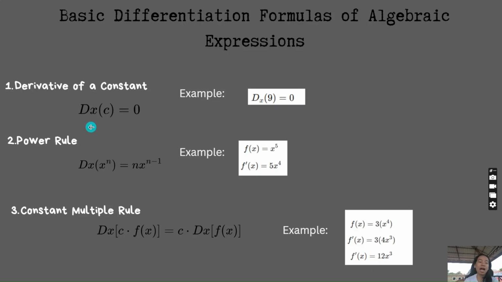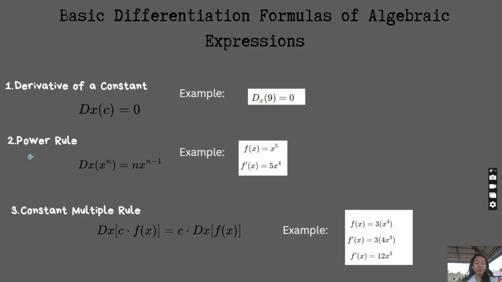So again, back with our formula, the derivative of a constant. The formula states that the derivative of c, or the derivative of a constant, is equal to 0. So that simply means that any derivative of a constant is always 0. For example, the derivative of 9 equals 0, since again the formula states that the derivative of a constant is 0. So any derivative of a constant is equal to 0.